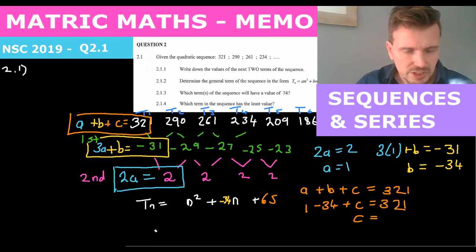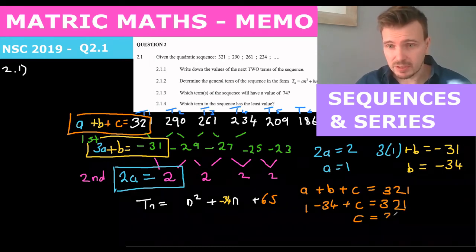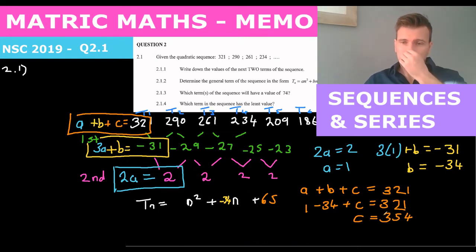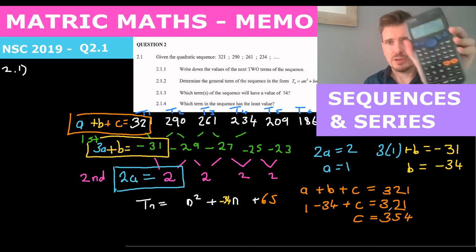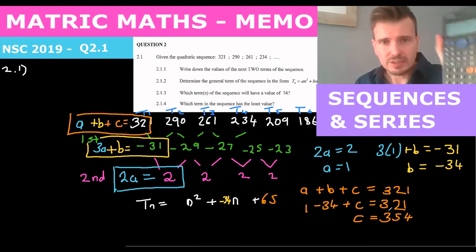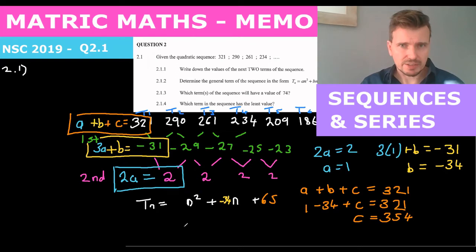That's why it's always good to check. You have to check. 354. 321 plus 33. Okay, let's try the 354. And we get to 209. Okay, so we now know that 209 is correct for the next term. And then we're just going to test 6 to make sure, double check.